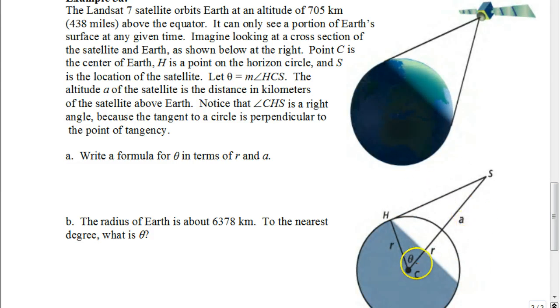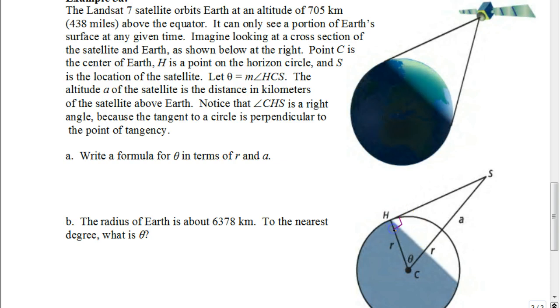Point C is the center of the Earth. H is a point on the horizon circle, so that's over here. And S is the location of the satellite. Let theta equal the measure of angle HCS, so HCS would be this angle here. The altitude A of the satellite is the distance in kilometers of the satellite above Earth, which they told us is 705 kilometers. Notice that angle CHS is a right angle.